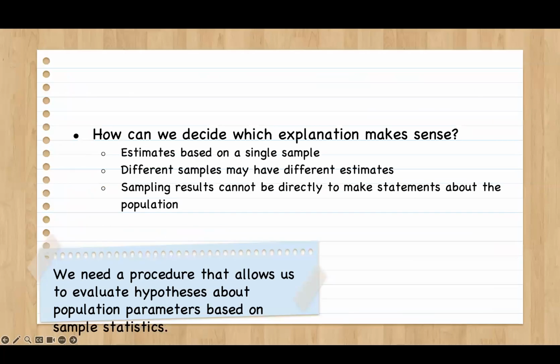So how can we decide which of the two explanations makes sense? Because most estimates are based on a single sample, and different samples may have different estimates, sampling results cannot be used directly to make statements about the population. We need a procedure that allows us to evaluate hypotheses about population parameters based on sample statistics.